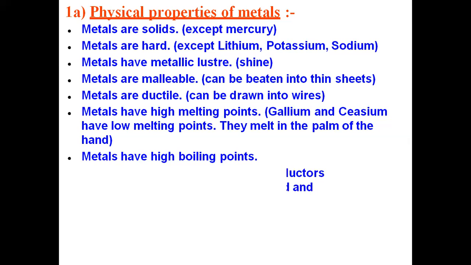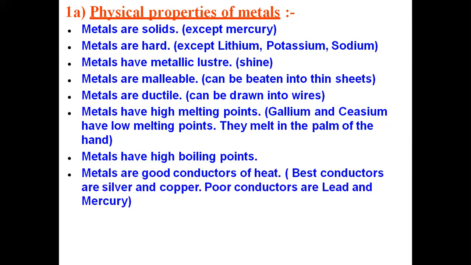The next property of the metal is that they are good conductors of heat and electricity. We all know that they are good conductors, but metals like lead and mercury are not that good; they are poor conductors of heat and electricity, mainly heat. The reason for the poor conductivity of lead is that when it is exposed to air, the lead combines with the oxygen and forms lead oxide, and that lead oxide does not allow the lead to conduct the heat or electricity.